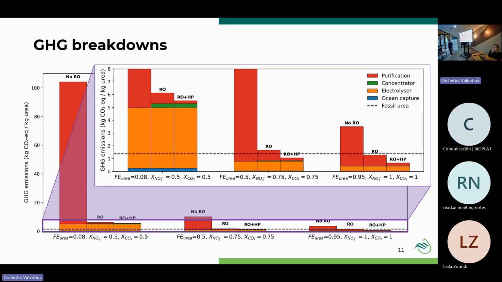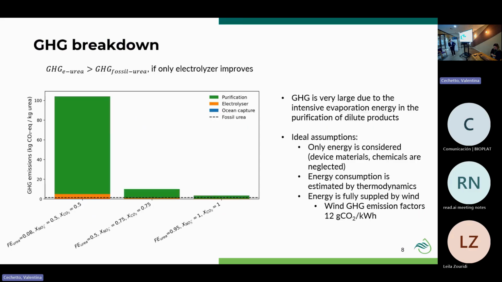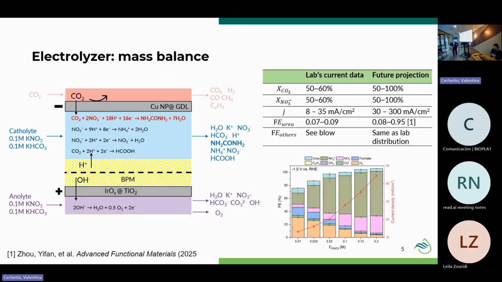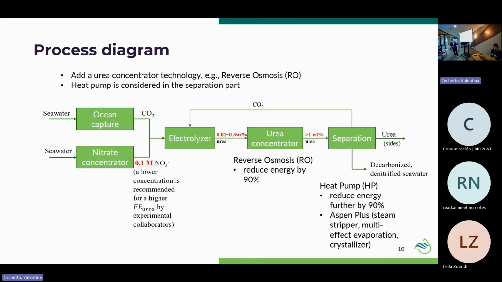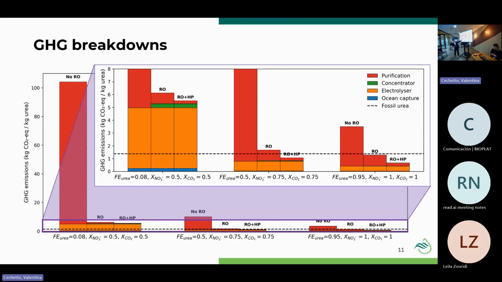Okay, one more question. I have a question on the efficiency. Where are the experimentalists, which efficiency, and how easy is it to reach the efficiency needed to make this viable? So basically, my conclusion is that the simplest way to improve this technology is to further improve efficiency. Actually, you can reduce emissions a lot.